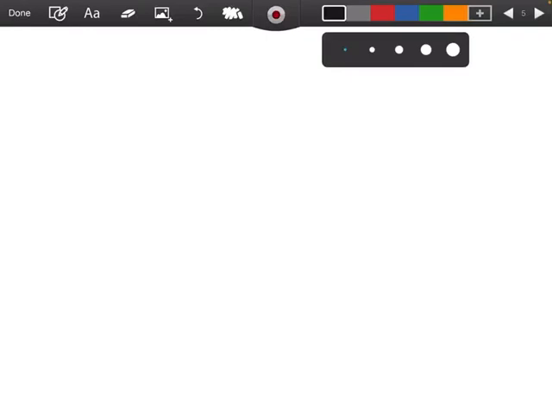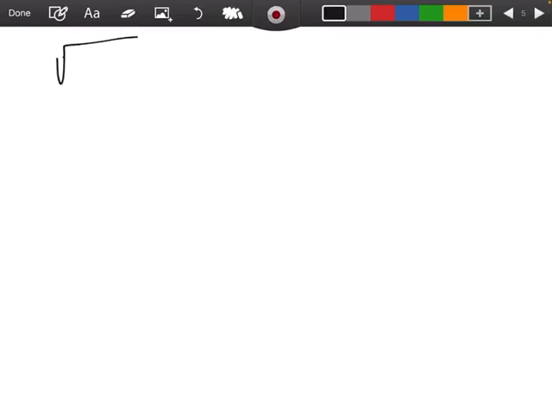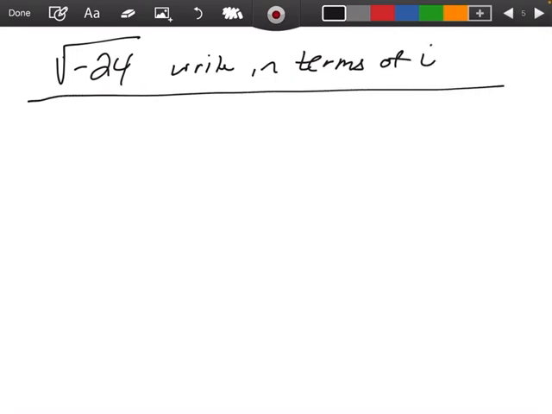All right, so y'all, one of our classmates asked me a question. The question was, when we break down the square root of negative 24 and we're trying to simplify this, and the directions normally say write in terms of i, is it important how we break this number down? And the answer is no. It's not important how we break it down as long as we break it down, okay?